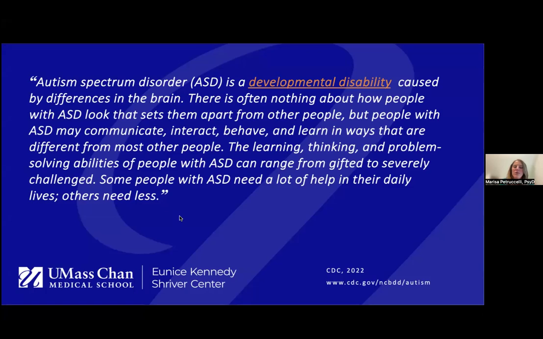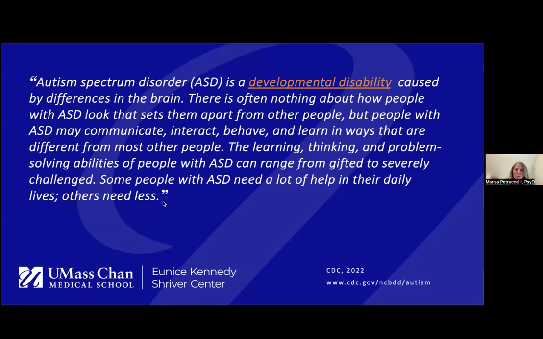I think this definition can be somewhat helpful even when you're explaining the condition to a family or caregiver as well. There's often nothing different about how people with ASD look that sets them apart from other people, but often people with ASD may communicate, interact, behave, and learn in ways that are different from most people. The learning, thinking, and problem-solving abilities of people with ASD or autism or autistic can range from gifted to severely challenged. Some people with autism need a lot of help in their daily lives, and others need less. So I feel like it captures the spectrum nicely in some ways.